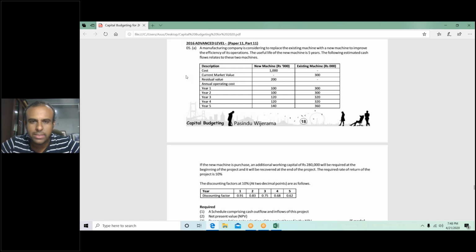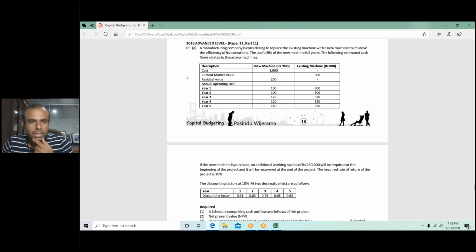A manufacturing company is considering replacing the existing machine with a new machine to improve the efficiency of its operations. They are currently having a machine. They are going to replace it with a new machine, which means you are going to sell the existing machine and get a new machine. The useful lifetime of both machines is 5 years, and the estimated cash flows are given for the two machines, the new machine and the existing machine.